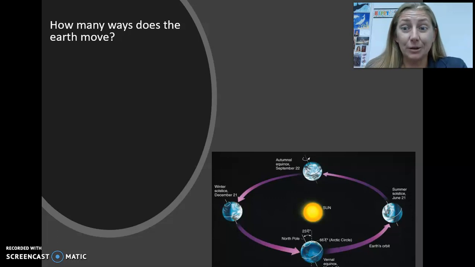All right, so I have a question for you here on this slide. How many ways does the Earth move? And we're not talking about plate tectonics. We're talking about the whole entire Earth as one big piece. Let's think about it for a second. The answer to that question is 3. The Earth moves in 3 different ways, and that relates to solar radiation and the seasons, which is what this video is about.